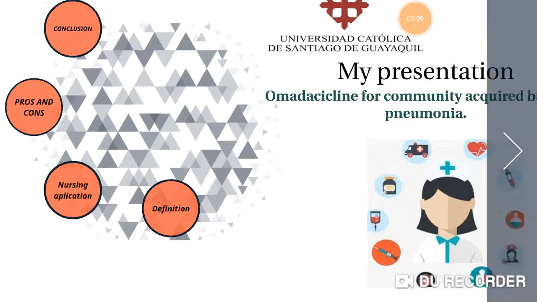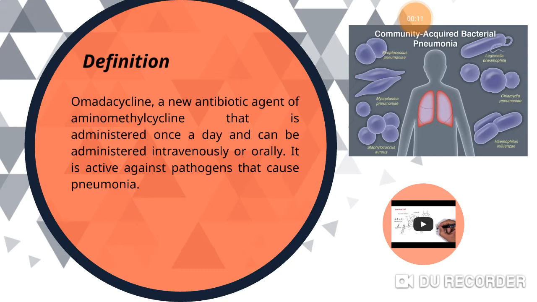Definition: amoxicillin, a new antibiotic agent of the aminopenicillin class that is administered once a day and can be given intravenously or orally, is active against the pathogens that cause pneumonia.